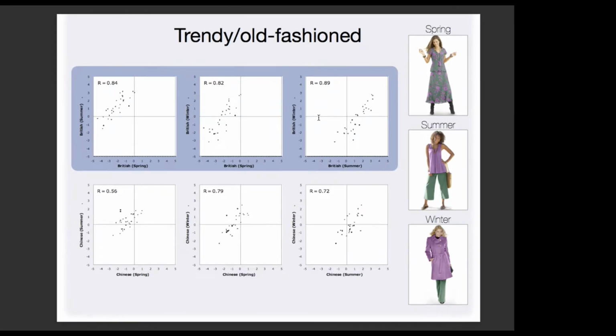Now the result for trendy versus old-fashioned. Here we see a very similar pattern as we saw previously for the fun scale. You can see very high correlation for the results by British observers. You can also see a very high correlation for Chinese observers between spring and winter and between summer and winter, as you can see in the bottom middle and bottom right.